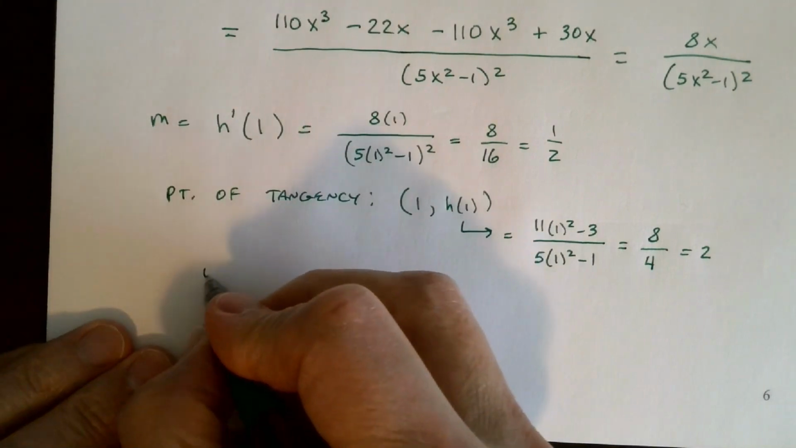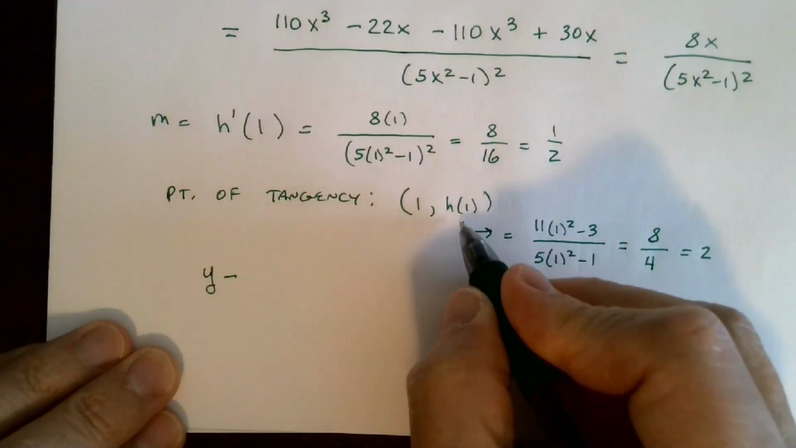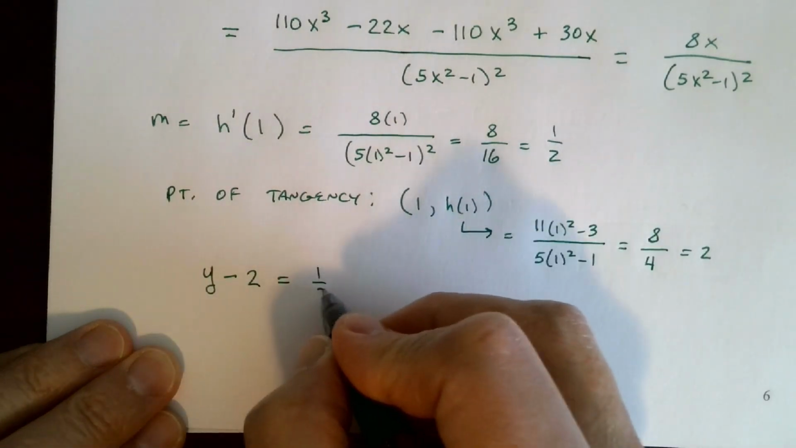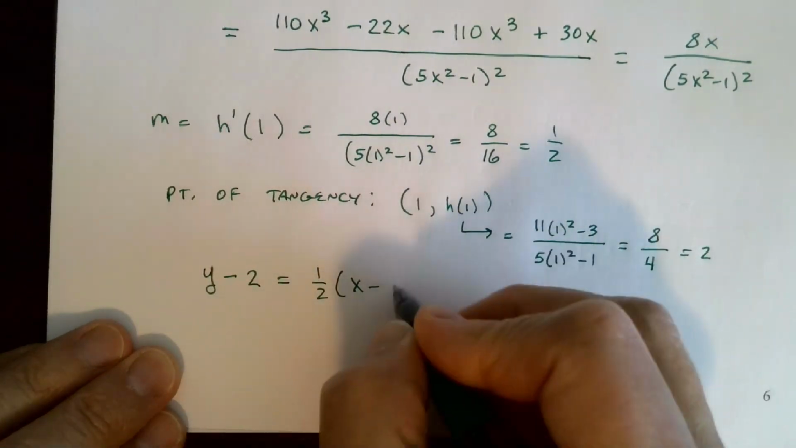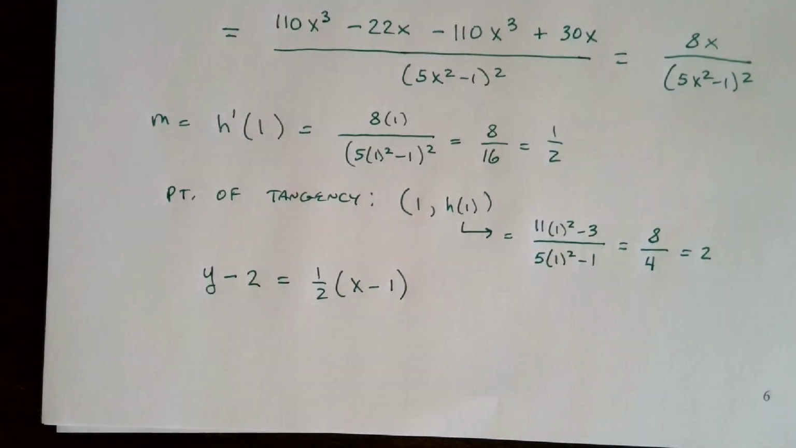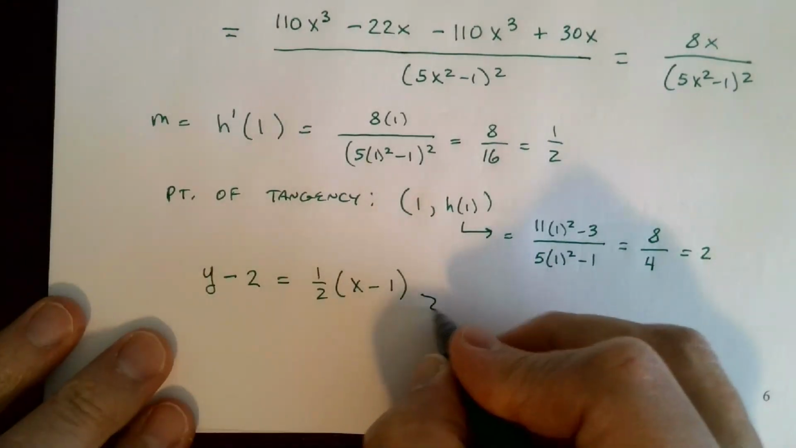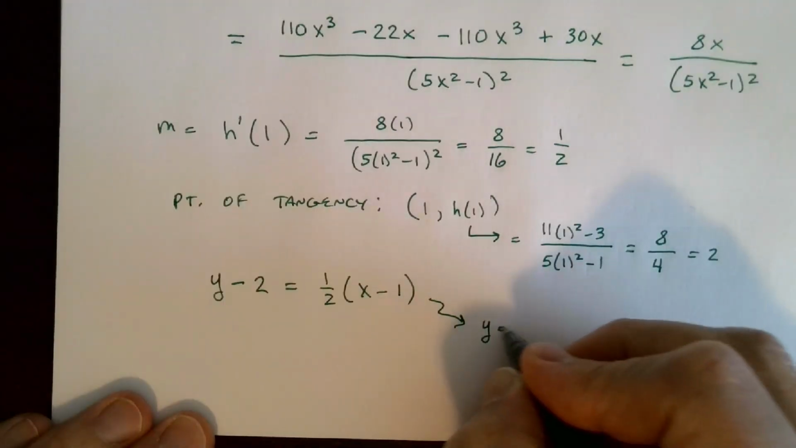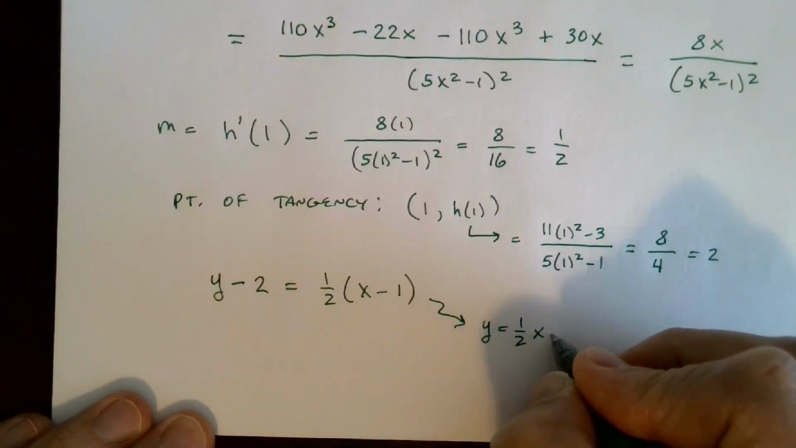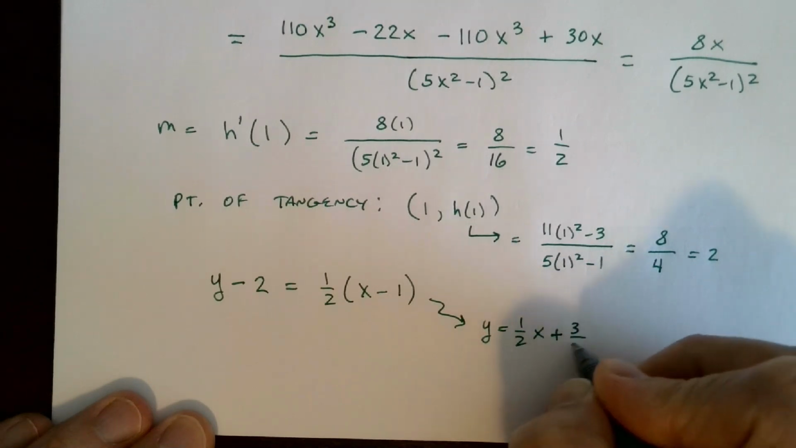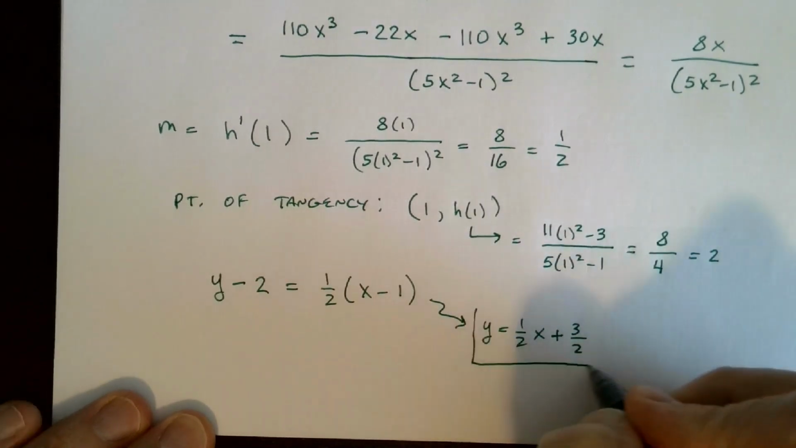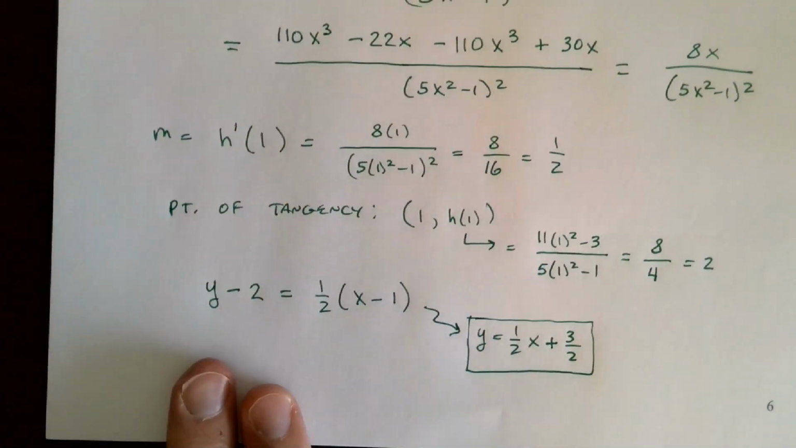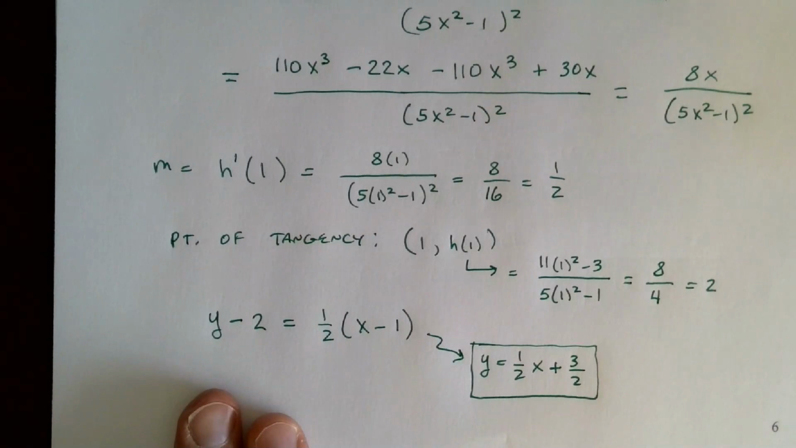And so my equation is y minus y1, which is my y-coordinate of the point of tangency, 2, is m, which is 1/2, times x minus x1. And I'll let you solve for y in this, and you should be getting y is 1/2 x plus 3/2. And there is the equation of our tangent line.